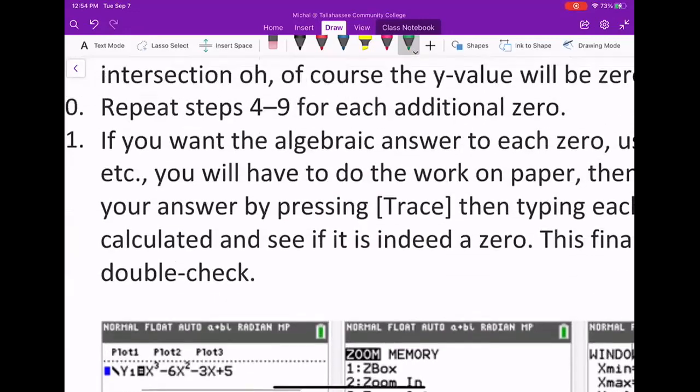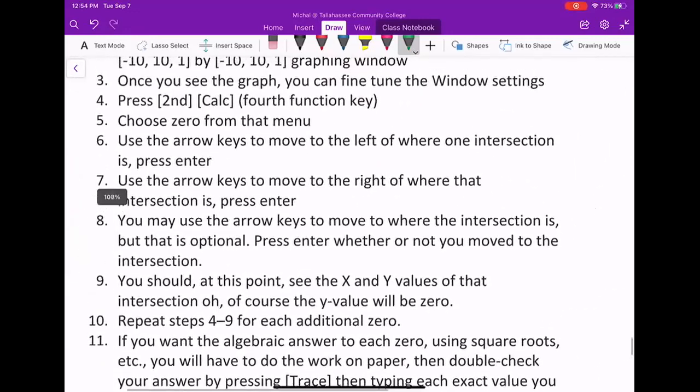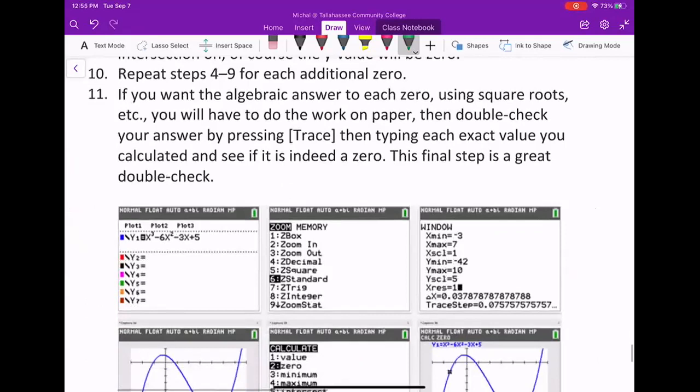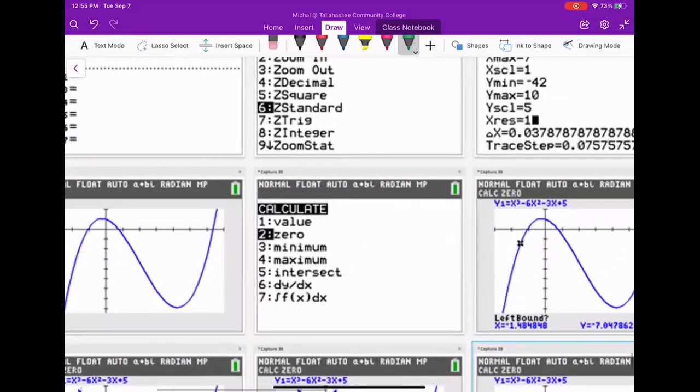Next, we're going to use the calculate menu. You get the calculate menu by pressing the second button and then the calc button, which is the fourth function key on a TI-84 Plus. However, second calc is also above the trace button on a TI-83 or a TI-84 that's not a plus. And option 2 is calculate zeros.